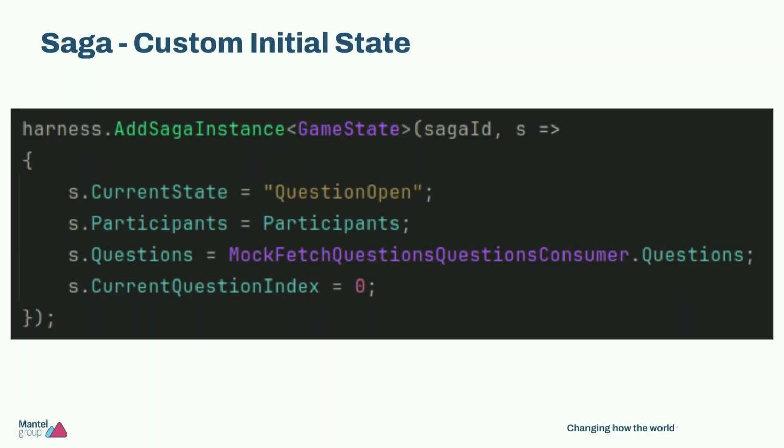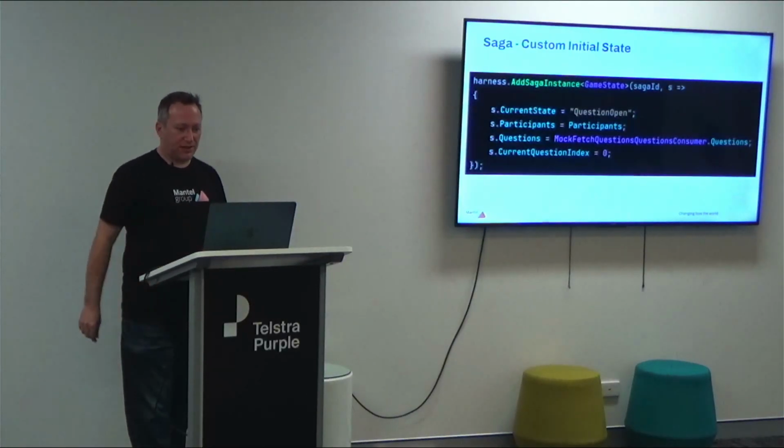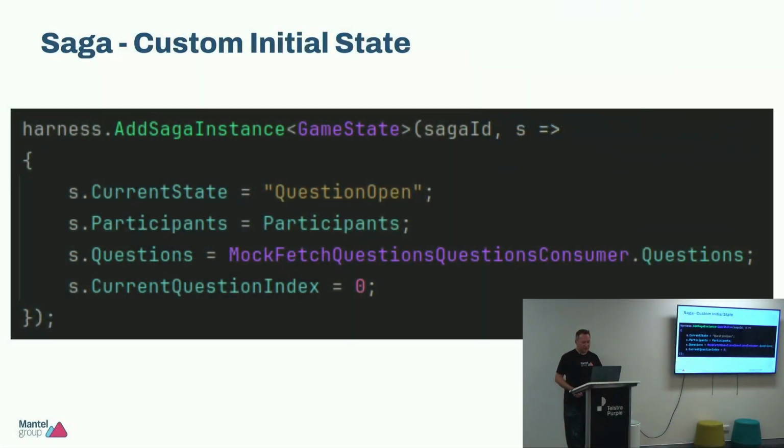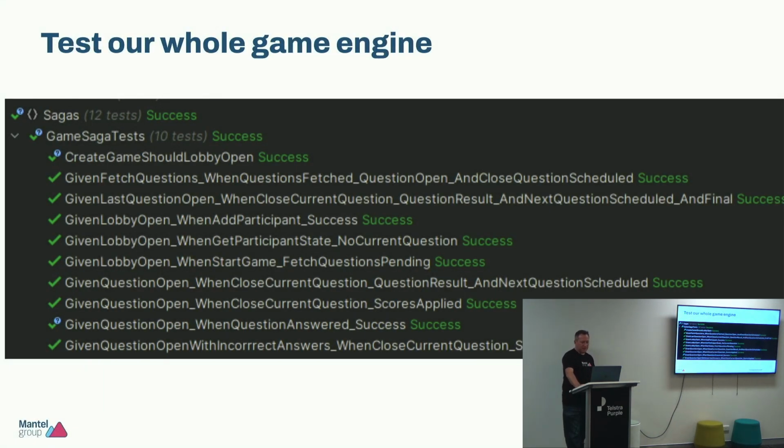We can also use our test harness to make sagas. We can set up our sagas in custom initial states. So I don't care what happened 5 minutes ago. If I have a saga that starts off in the question open state, and then I do something, what's going to happen next? So what this means is I can test that whole game engine there in memory with unit tests very fast and confirm that all these different events and triggers are set up the way I want them.